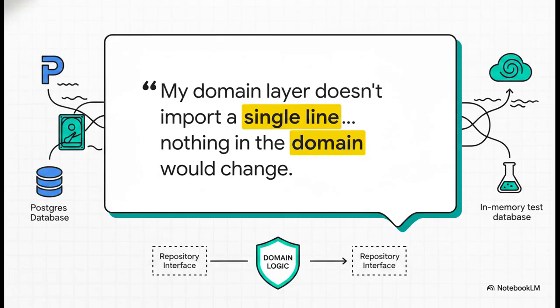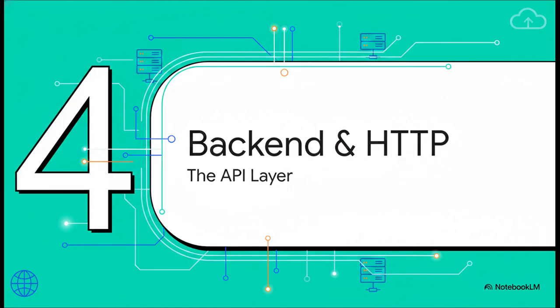I absolutely love this perspective because it's the ultimate defense for using repository and dependency injection patterns. Abstraction buys you total freedom. Since your domain layer only speaks to its own interfaces, you could literally migrate from a Postgres database to an in-memory test database tomorrow, and your actual business logic wouldn't even blink. Zero changes. It's a game changer. Next up, we're talking Section 4, Backend and HTTP.